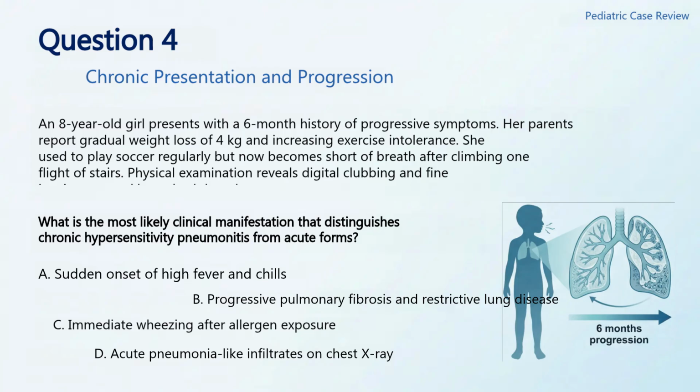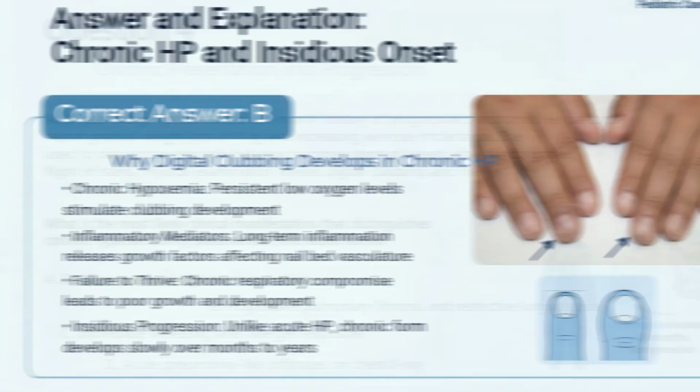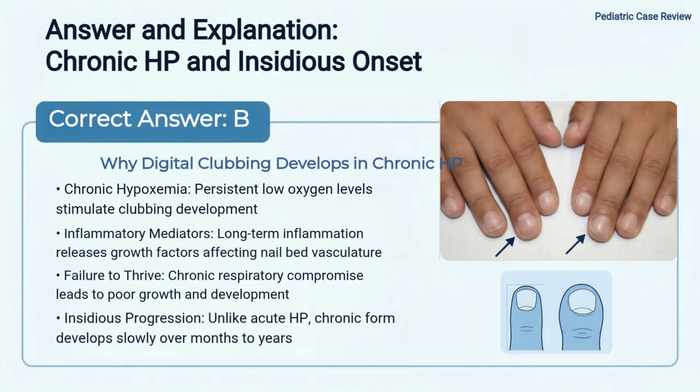Option A, sudden onset of high fever and chills. Option B, progressive pulmonary fibrosis and restrictive lung disease. Option C, immediate wheezing after allergen exposure. Option D, acute pneumonia-like infiltrates on chest X-ray. The correct answer is option B, progressive pulmonary fibrosis and restrictive lung disease.